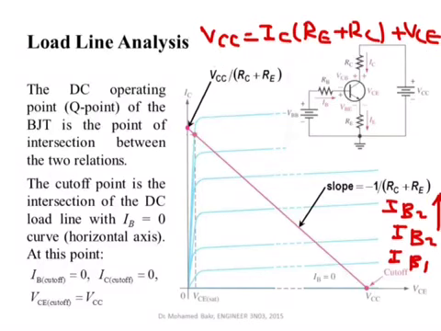Then what is our point of operation? Our point of operation is the intersection of this line with the corresponding characteristic, which has a certain base current. So we have to intersect them both, and we do this intersection all the time, either analytically by solving two equations, or graphically by simply drawing the characteristics for the given base current, and we can find the base current.